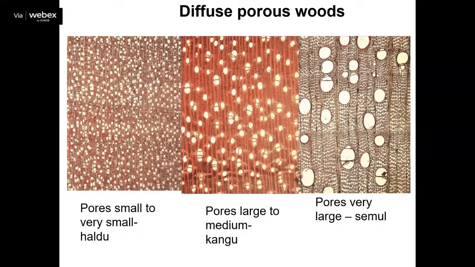Then you can see rays also, how they are different. In one photograph, it is fine. In the second, Kanju, it is medium. In the third photograph, Semul, rays are very broad, fine and broad. Then parenchyma pattern is also different in the three photographs. So each wood has its own structure. As fingerprints of people differ, wood structure also differs. By looking at its anatomical characters like vessels, parenchyma, rays, fibers, we can identify woods.